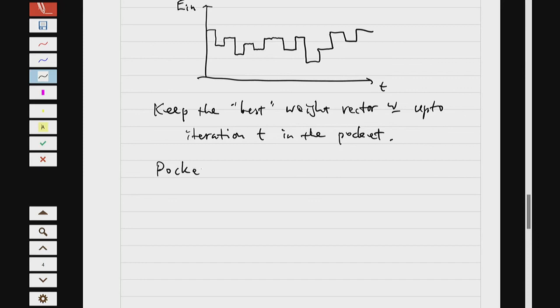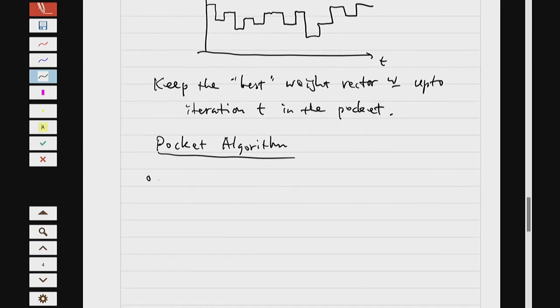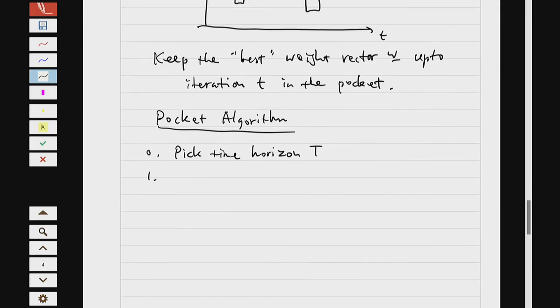So if we write it out, just for the sake of having something formal, we'll say in the first step, initially, we'll pick a certain time horizon T that we will stop. But instead of just stopping at T and then using that final solution, we simply set a pocket weight vector, the first weight vector.